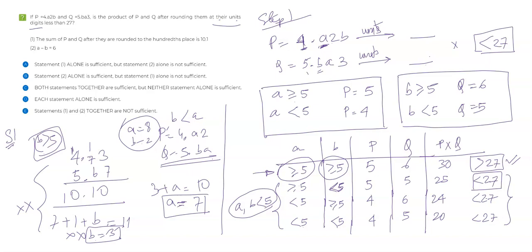So statement 1 is definitely sufficient because we are seeing A is greater than 5, B is less than 5, and we can say that the product is definitely less than 27. So our answer will be either A or D, so we can eliminate B, C, and E. Now let's look at the second statement.